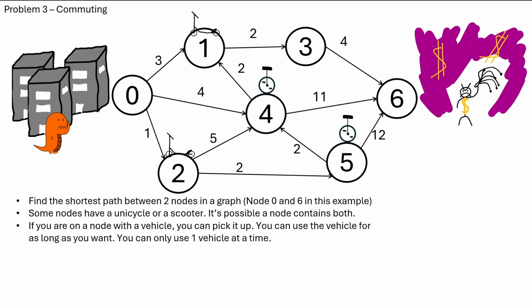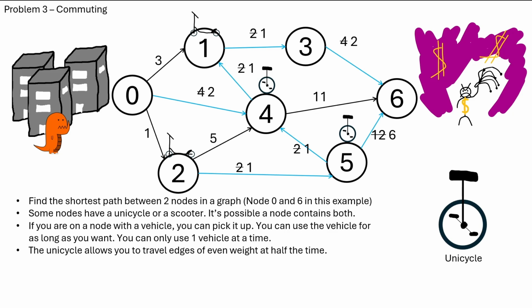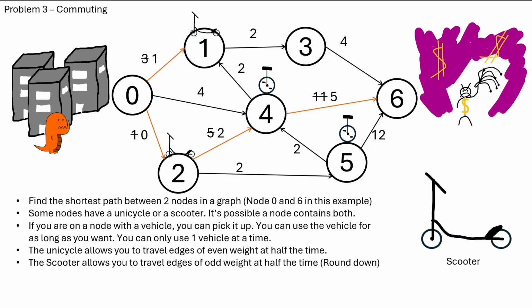Much like the crowbar from the previous problem, if Plebosaur finds himself in a node with a unicycle or a scooter, he can start riding that vehicle for as long as he wants. He can't simultaneously use both a scooter and a unicycle, but there is no limit to how many times he can switch vehicles. Riding a unicycle makes it so that he can travel edges with even weights at half the time. He can still travel edges with odd weights normally, but he doesn't get any bonus.